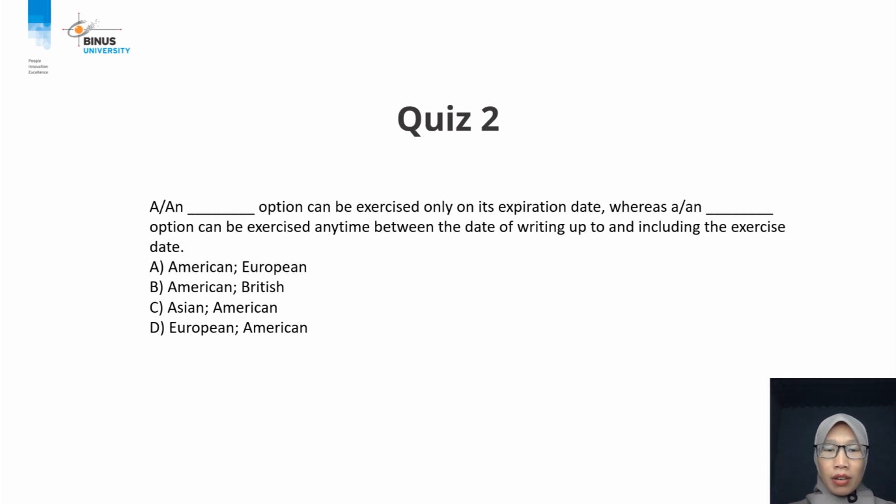A blank option can be exercised only on its expiration date, whereas a blank option can be exercised anytime between the date of writing up to and including the exercise date. A. American, European; B. American, British; C. American, Asian; D. European, American.